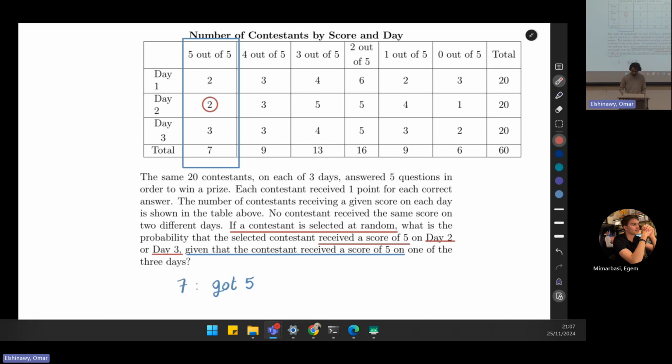And how many contestants received a score of 5 on the third day? Okay. So we're looking at 5 contestants out of 7. And this is actually going to be the answer. So we're going to divide 5 by 7.